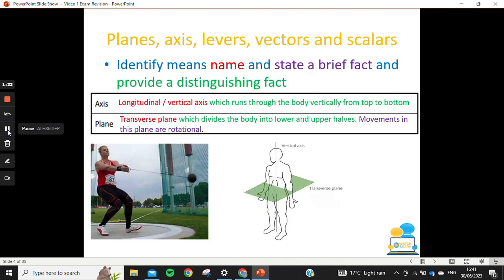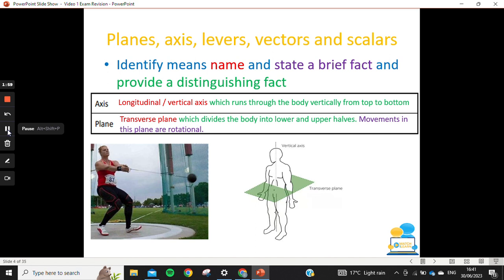We can see here on the next slide, gone into a bit more detail, and we have named, as we can see here in the red writing, the axis, which is the vertical axis, which is the line that is coming right through our body, as we can see here in the diagram below. And then we have a distinguishing fact, so it runs through the body vertically from top to bottom.